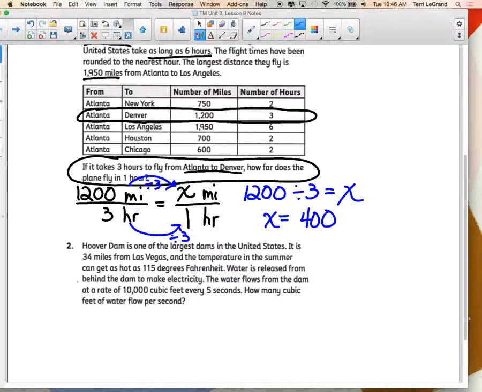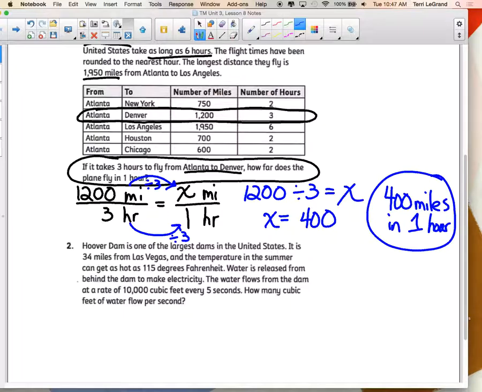Okay. Now, here's what we're going to do, though. We're not going to put a label there. We're going to go off and we're going to write what we just found. It says, how far does the plane fly in 1 hour? We're going to say 400 miles in 1 hour. And we're not going to do any abbreviating there. 400 miles in 1 hour. So we know that after an hour in the air, the plane had covered 400 miles.